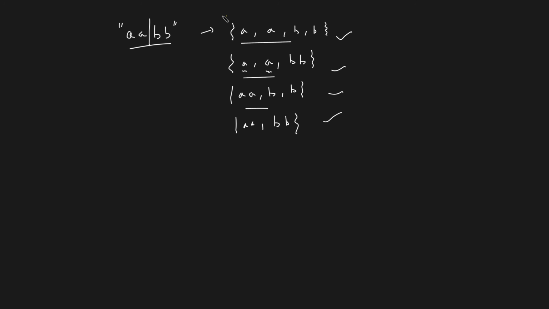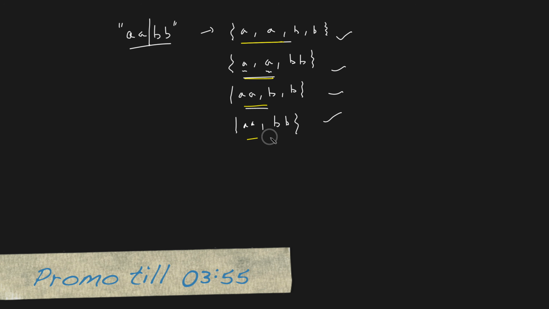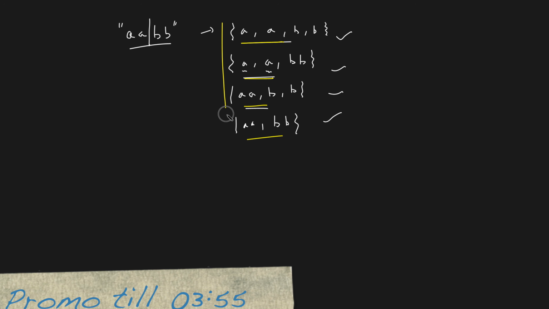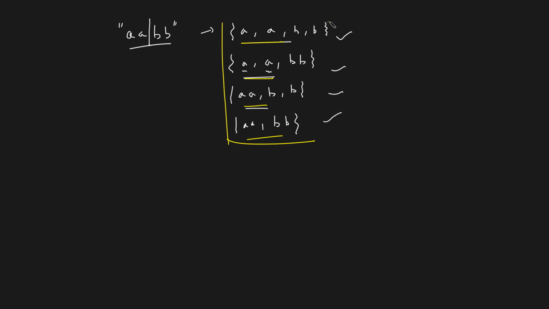So this is what the problem states. This is the first list of all the substrings. This is the second list of all the substrings. This is the third list, and this is the fourth list. And your task is to return a list of all of these lists that are possible.